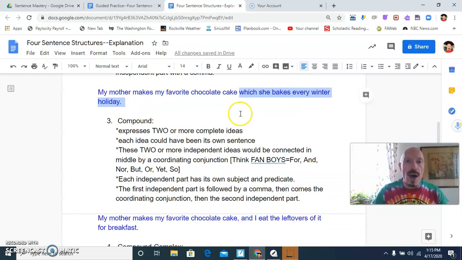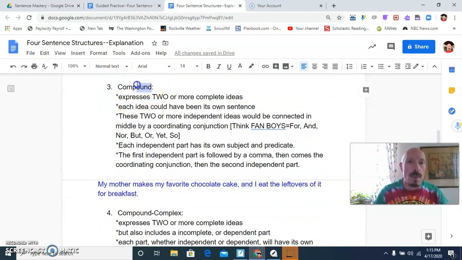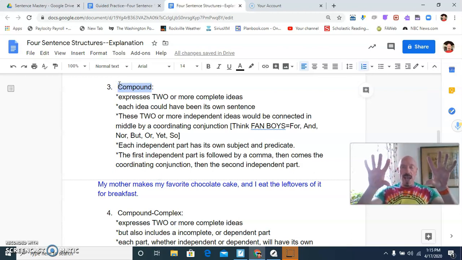Then there's the other kind of sentence, one that you're all very good at writing, and that's compound. These are relatively easy to write because think of it as just taking two sentences and connecting in the middle with a conjunction. Okay? A coordinating conjunction.